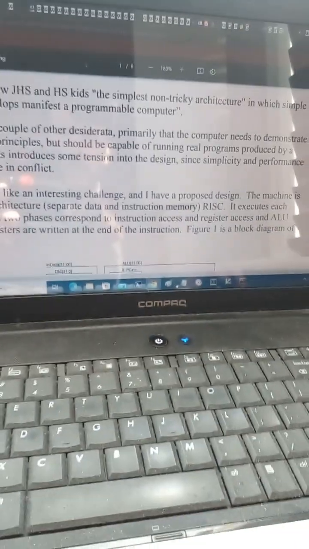Alan posed a couple of other desiderata. Primarily, the computer needs to demonstrate fundamental principles, but should be capable of running real programs produced by a compiler. This introduces some tension into the design, since simplicity and performance sometimes are in conflict. This sounded like an interesting challenge, and I have a proposed design. It's a Harvard architecture.